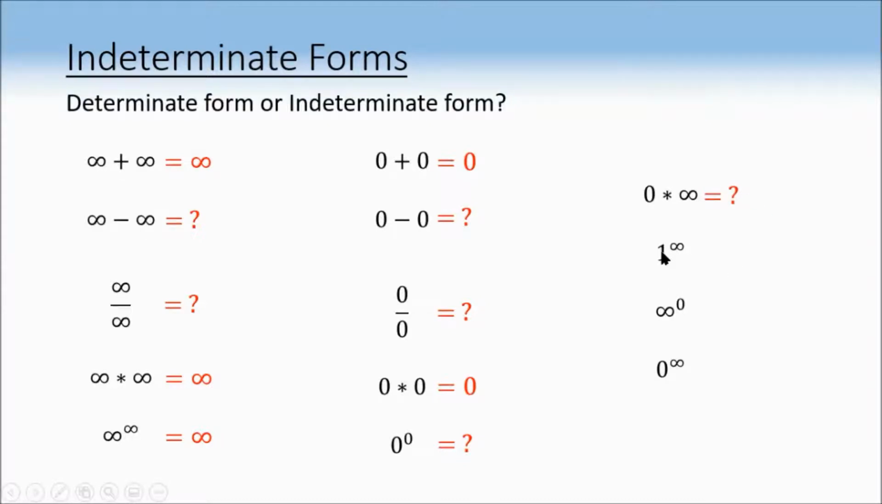1 to the power of infinity. Again, 1 multiplied by itself is just 1. So this could equal 1. Except it's not really 1. It's a limit that equals 1.